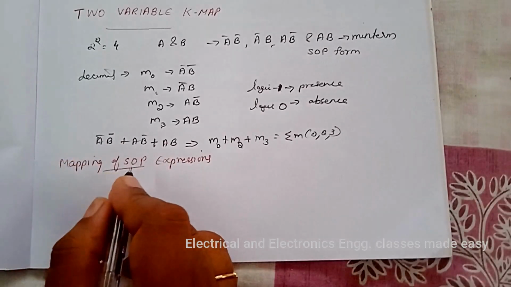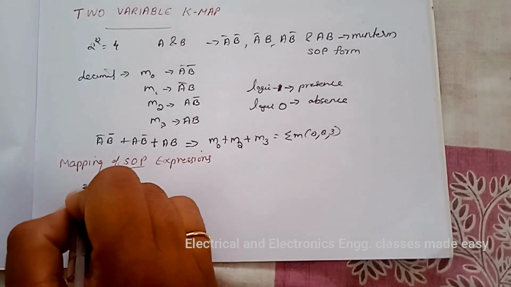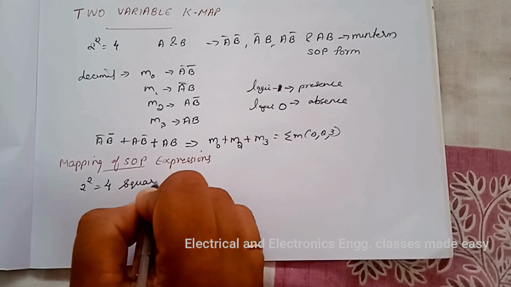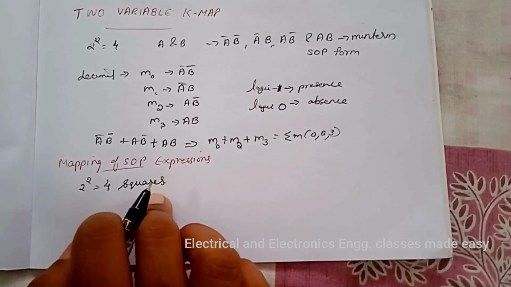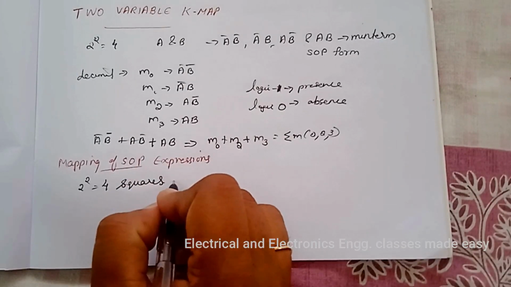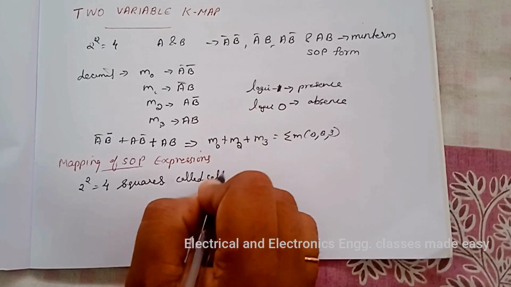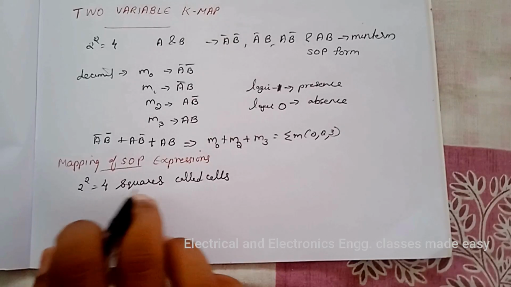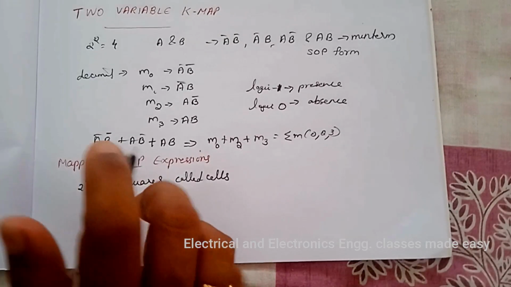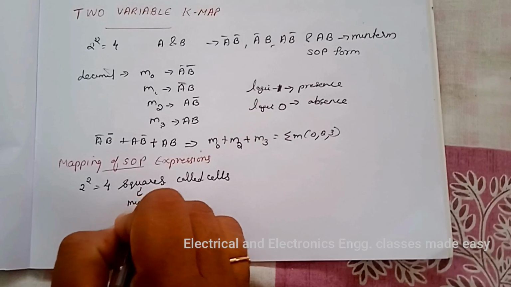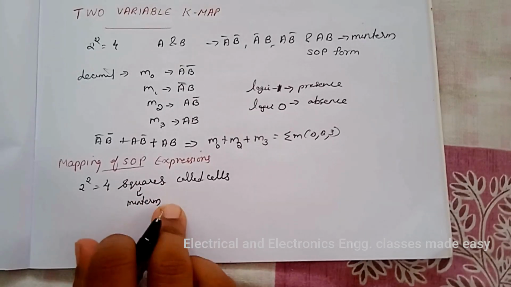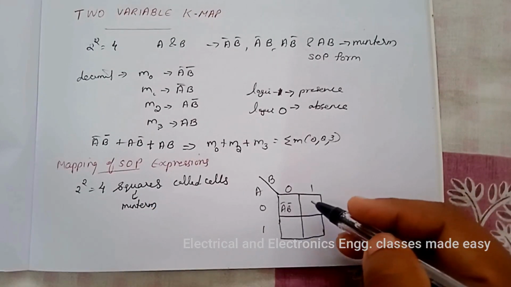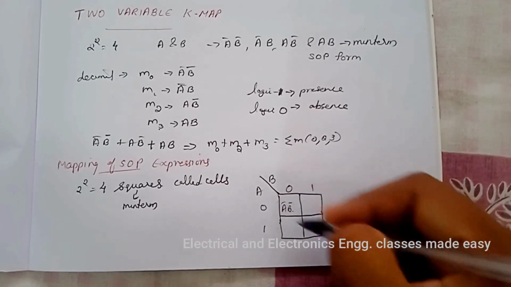So a two variable Kmap has 2 raised to 2, that is 4 squares. And these squares are called cells. And each square on the Kmap represents a unique minterm. So these squares represent minterms. The minterm designations of the squares are like this.